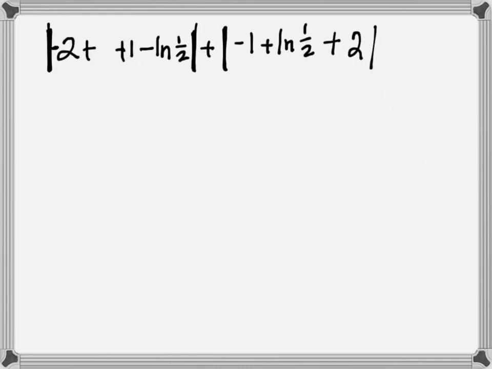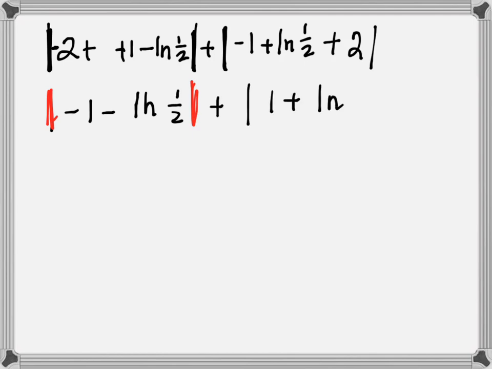All right. Here's where I'm working from now. Okay, let's clean up inside each individual absolute value. All right, so this is -2 plus 1, as we said. So this is actually -1 minus natural log of 1/2. Still have these issues with my ones and my absolute values. Plus, and then this is +1 plus the natural log of 1/2. Did I get that right?